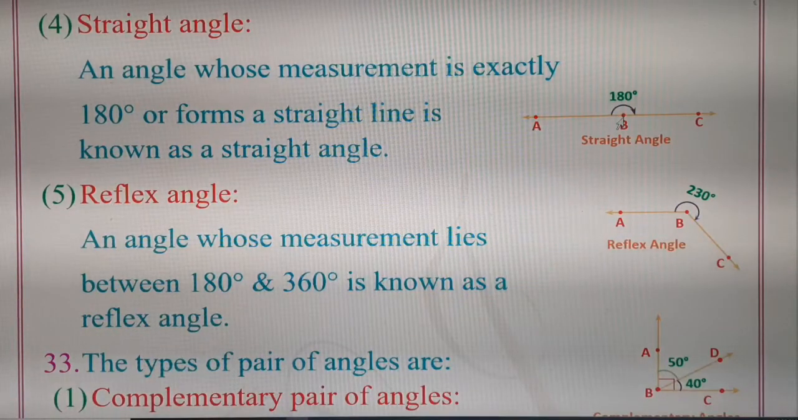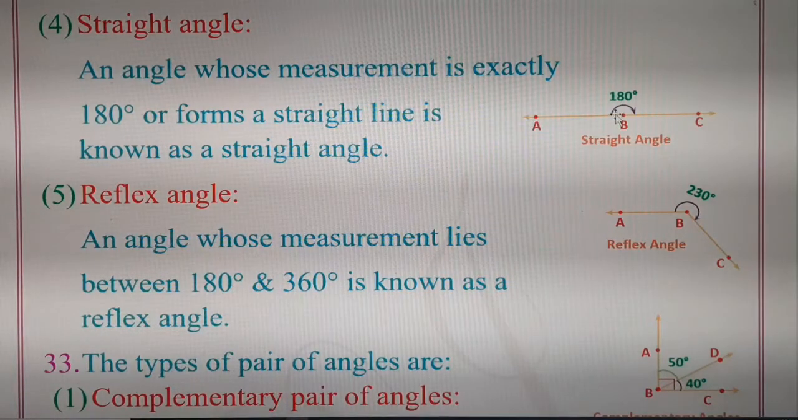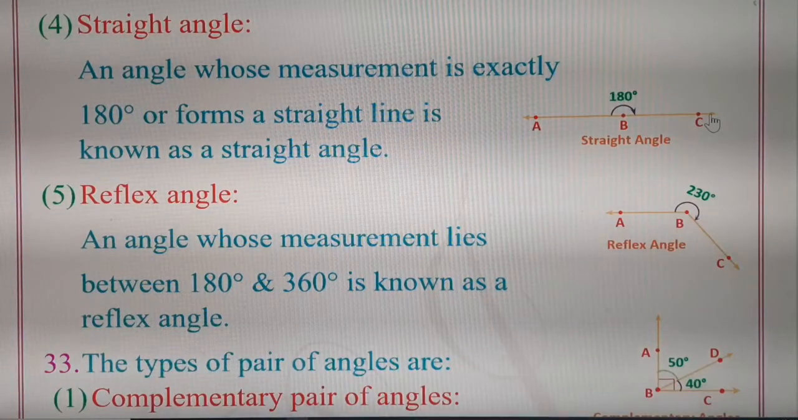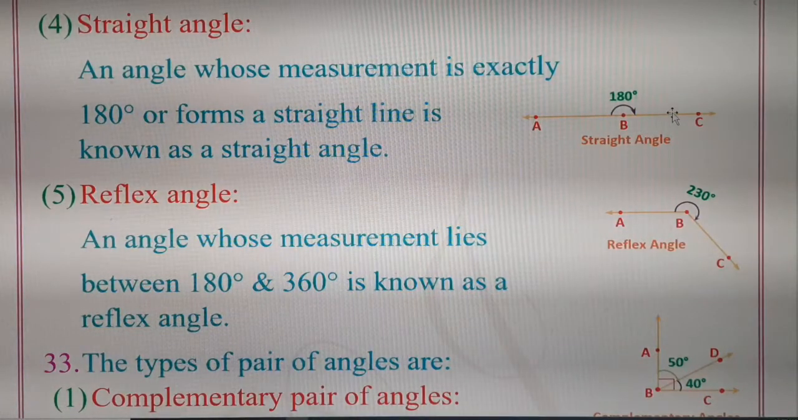The first ray is ray BA, whose starting point is B, and the ray is extended in the direction of A. The second ray will be ray BC, whose starting point is B and it is extended towards the direction of C. So we can say a line is made up of two opposite rays.